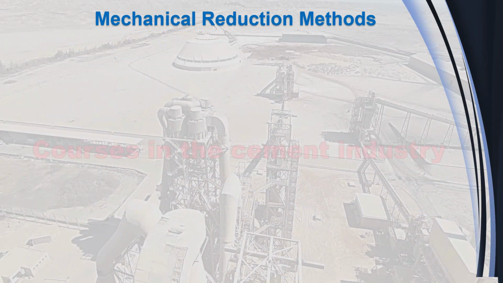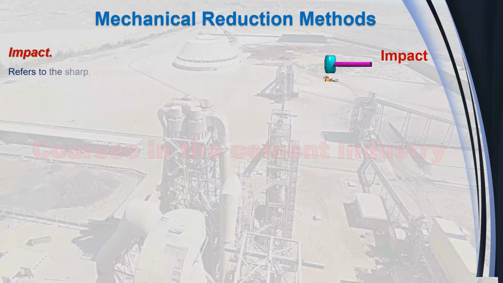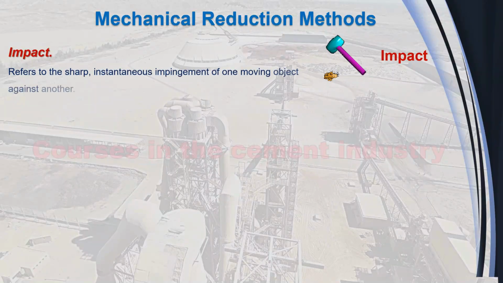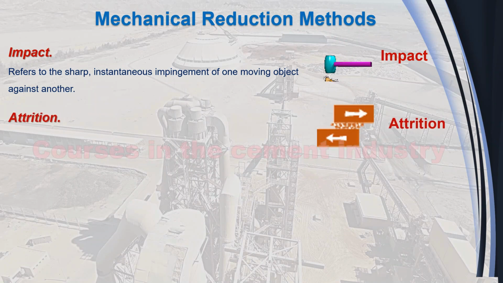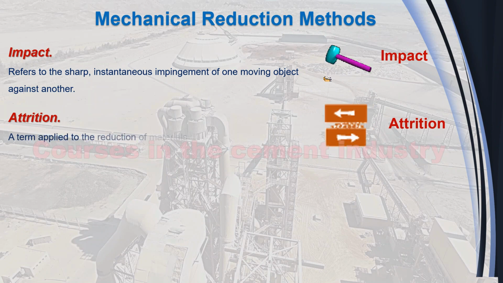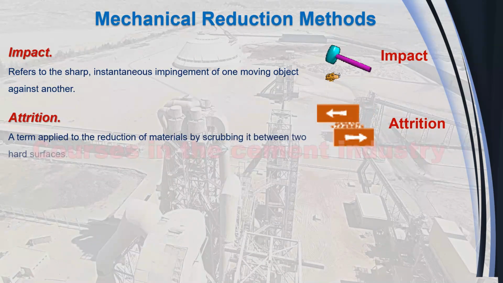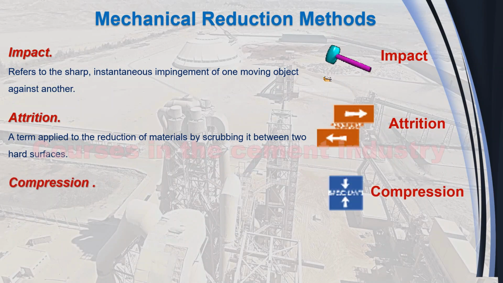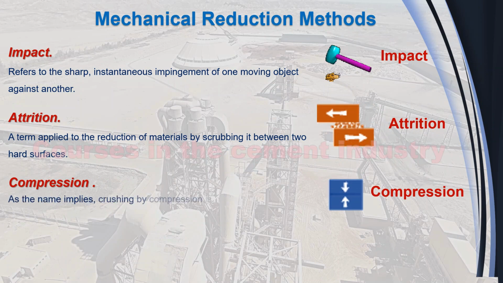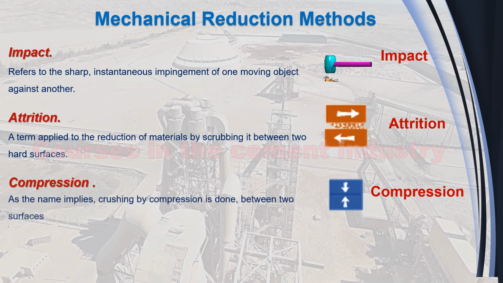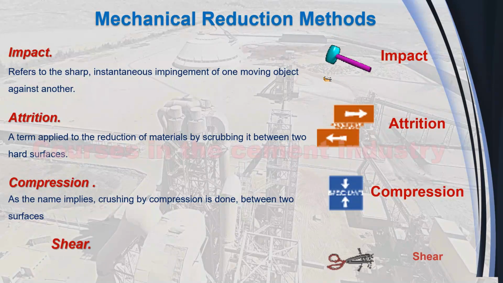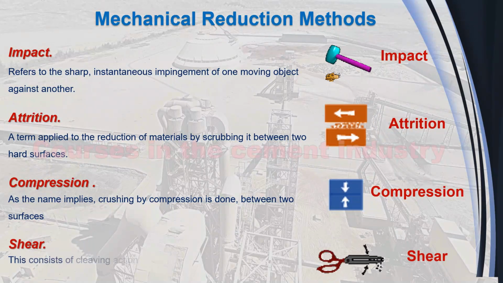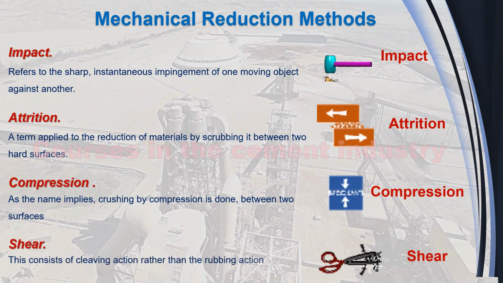Mechanical reduction methods. 1. Impact. Refers to the sharp, instantaneous impingement of one moving object against another. 2. Attrition. A term applied to the reduction of materials by scrubbing it between two hard surfaces. 3. Compression. As the name implies, crushing by compression is done between two surfaces. 4. Shear. This consists of cleaving action rather than the rubbing action.